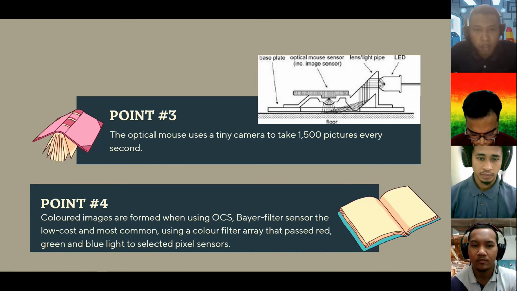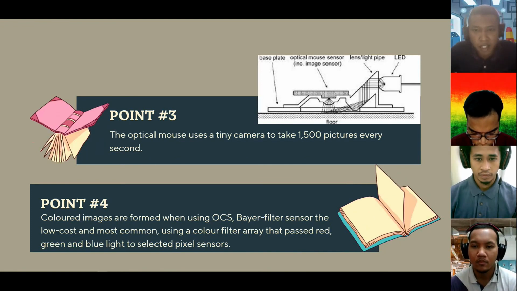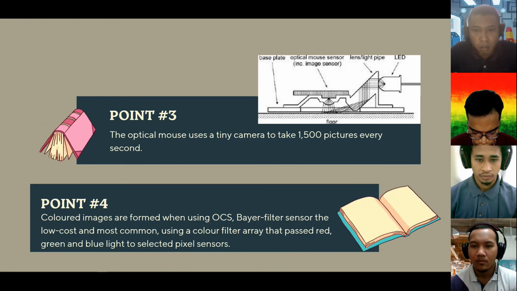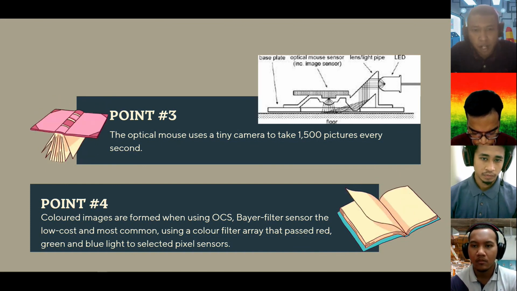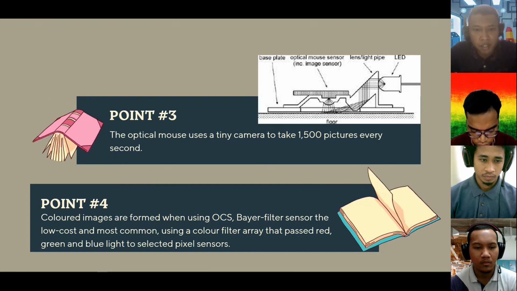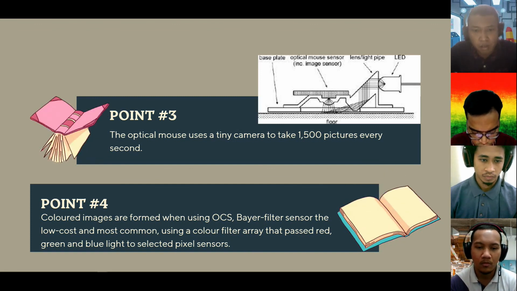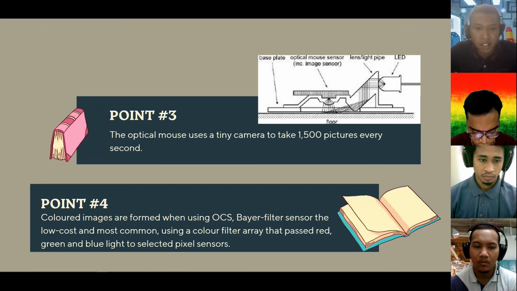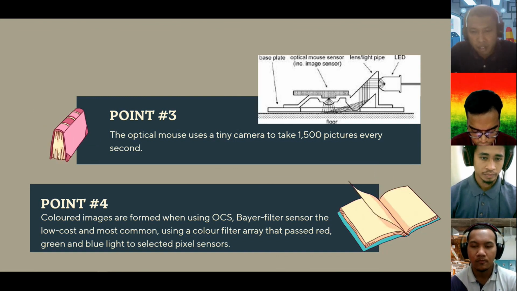On point three, the optic mouse uses a tiny camera that takes 1,500 pictures every second. Yes, that's true. On point four, color images are formed using a CMOS panel filter sensor, the most common using a color filter array that passes red, green and blue light to select the pixel sensor.